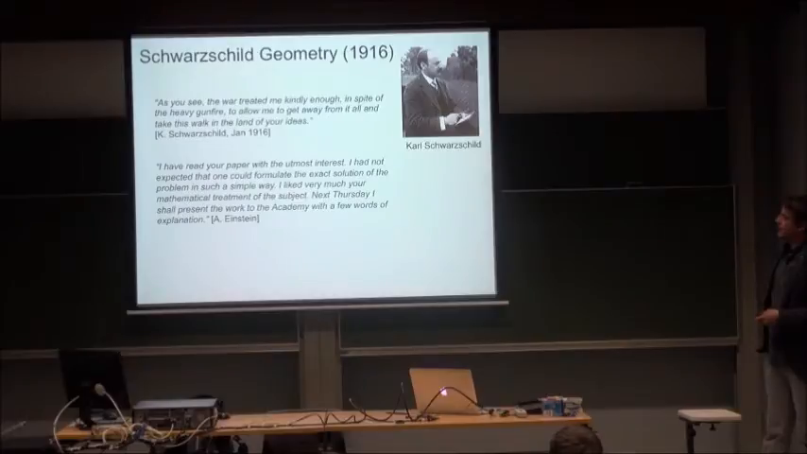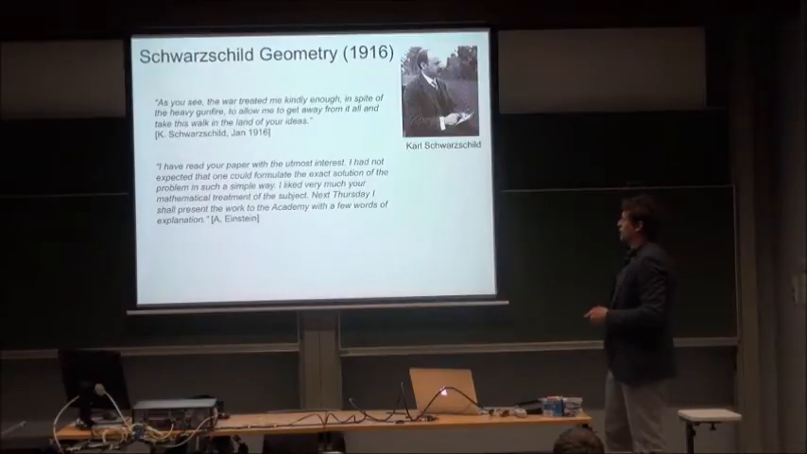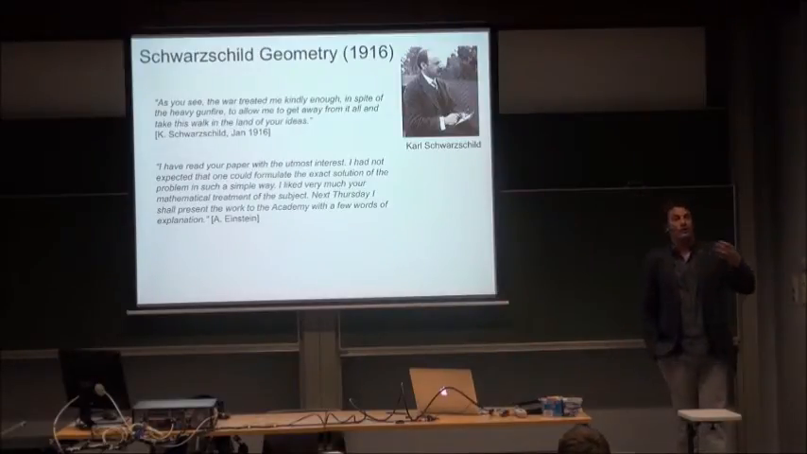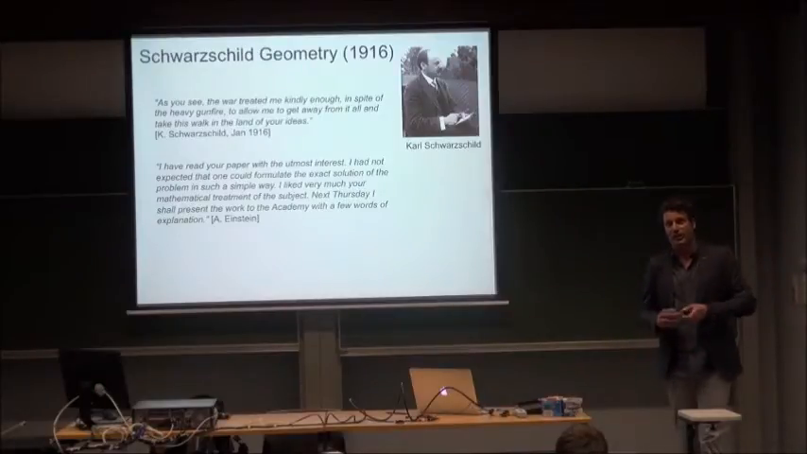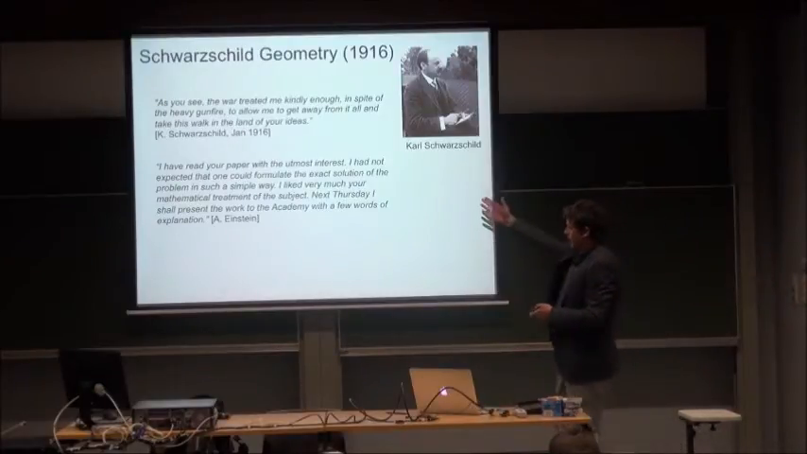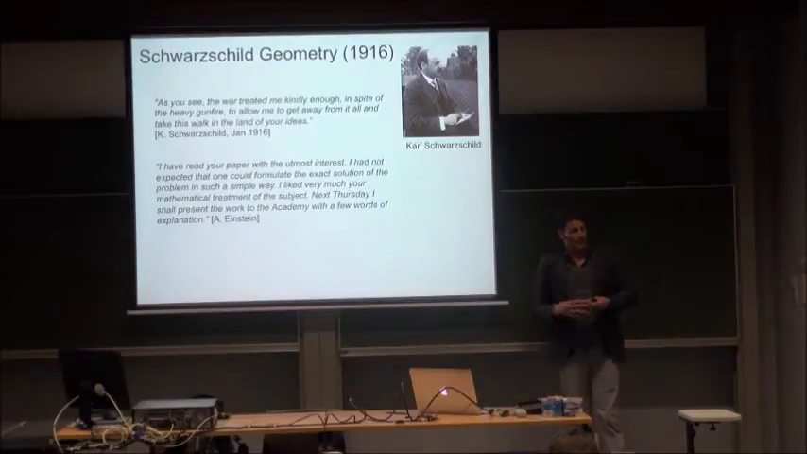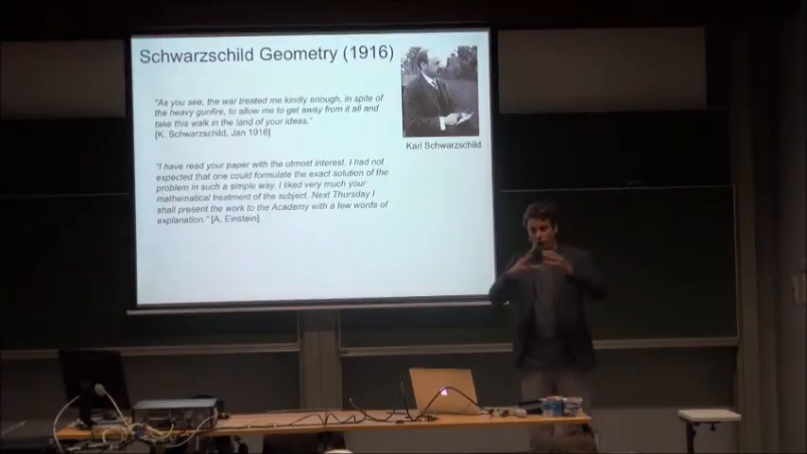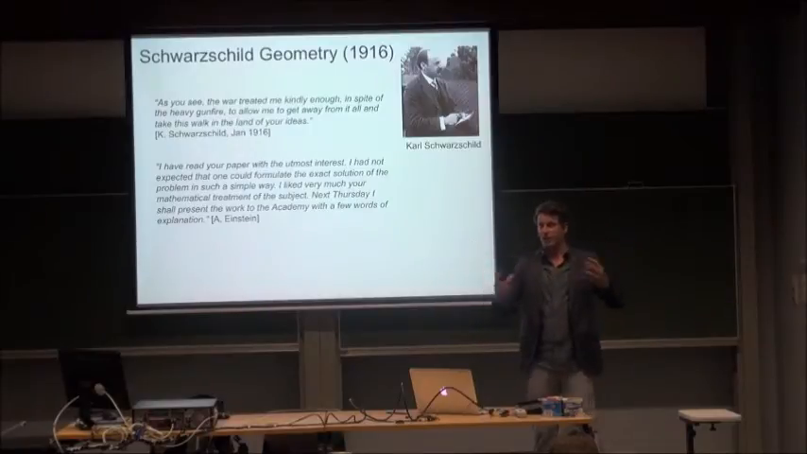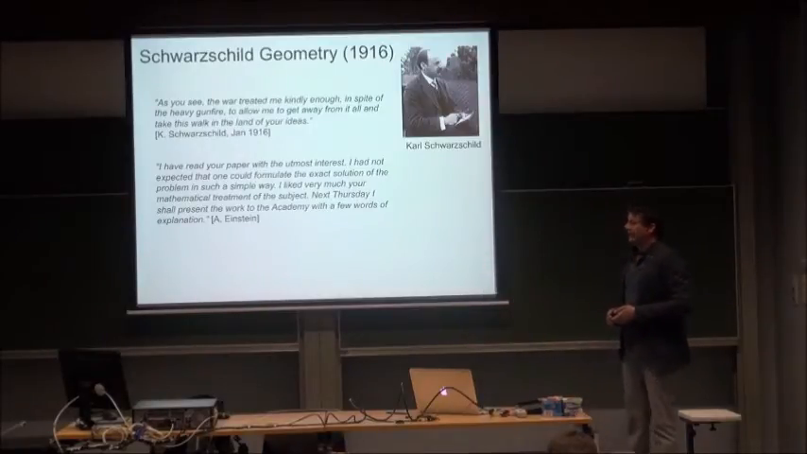in which he writes, as you can see there, as you see, the war treated me kindly enough, in spite of the heavy gunfire, to allow me to get away from it all and take a walk in the land of your ideas. Not bad for a soldier. And he ended his postcard with the actual solution, which he wrote down. The solution for the geometry, the G, the matrix G that I talked about earlier. Einstein responded, expressing his surprise that you can actually solve that complicated set of coupled differential equations exactly and find a solution.